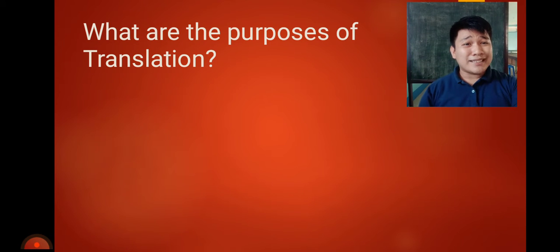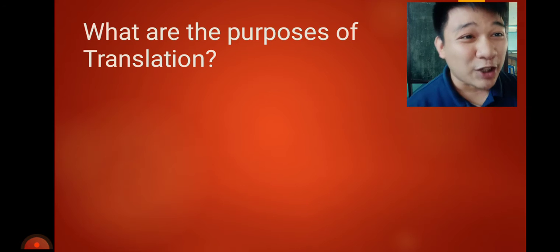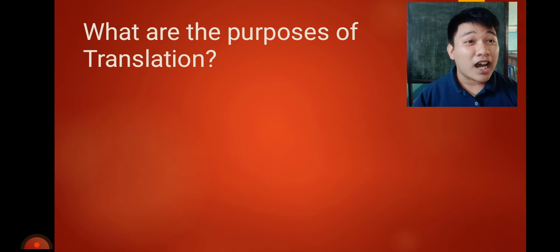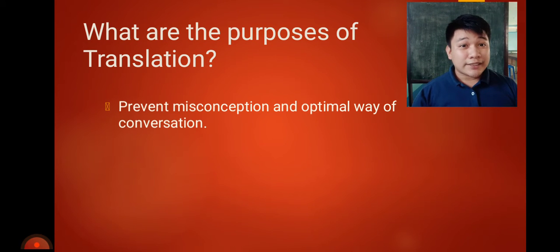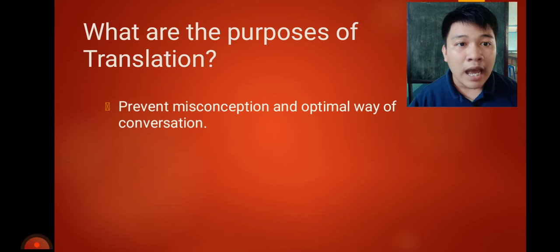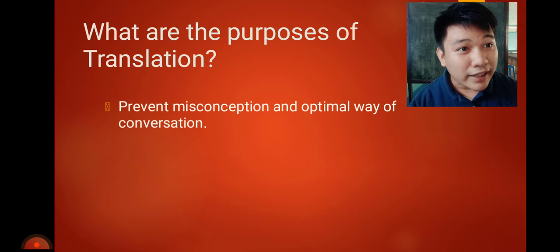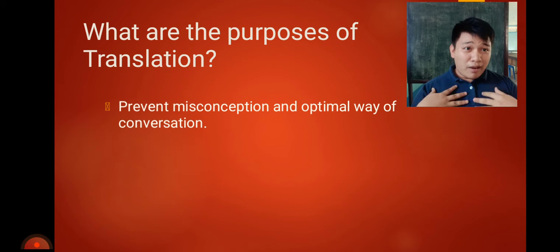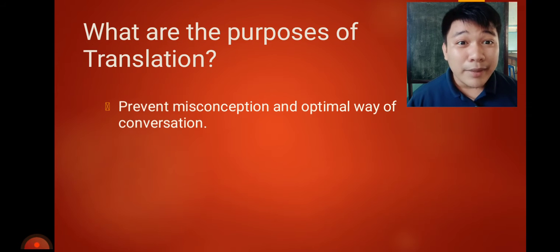Next slide. First of all, what is the purpose of translation? Anybody of you? Do you have any guts to answer the question? Well, the purpose of translation is to prevent misconception and to have an optimal way of conversation. Why? Because if we don't have any translation, we cannot arrive at the same understanding between the writer and us as readers. So translation is very important because it prevents misconception.